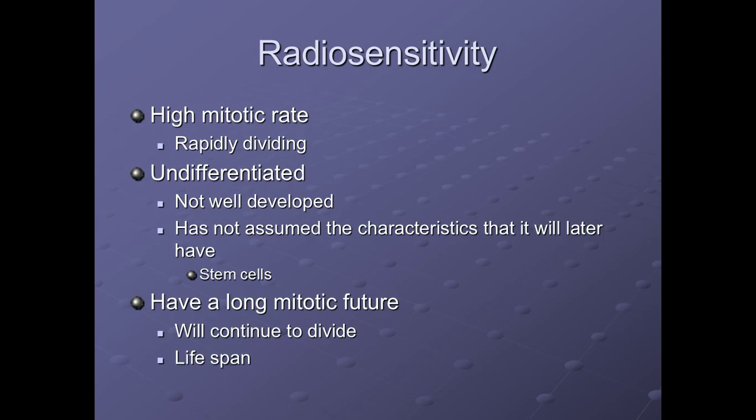The third thing that affects radiosensitivity is its mitotic future. If it has a long mitotic future, and so it's going to continue to divide over a long period of time, that increased potential for proliferation of a damaged DNA chain is there. And so if it continues to divide over a long period of time, it has a long lifespan, and so will be more radiosensitive. So the three main things are looking at fast mitotic rate, undifferentiation, and long mitotic futures.